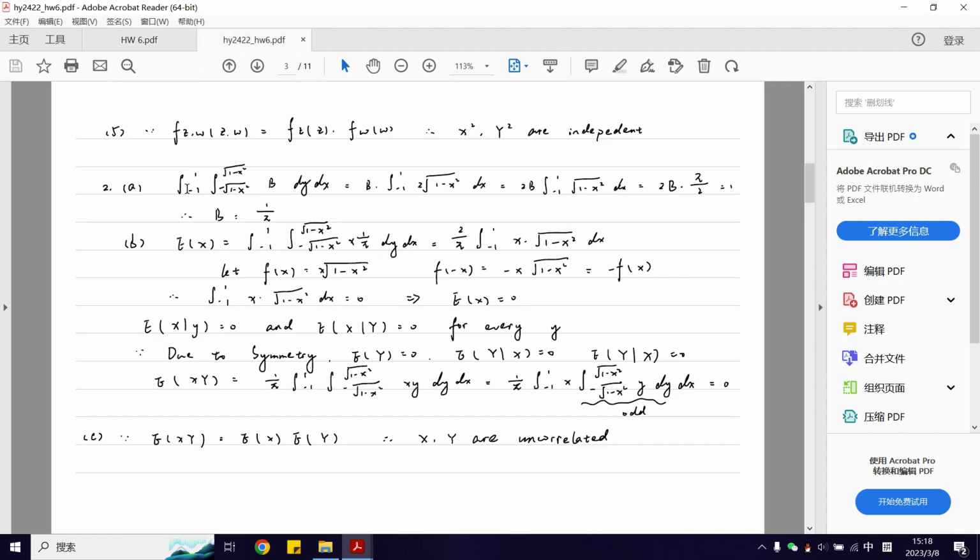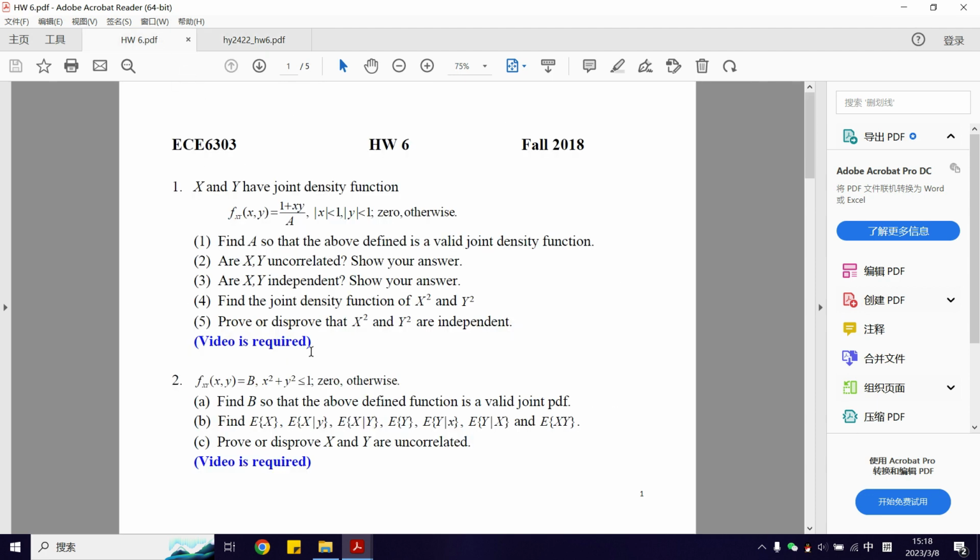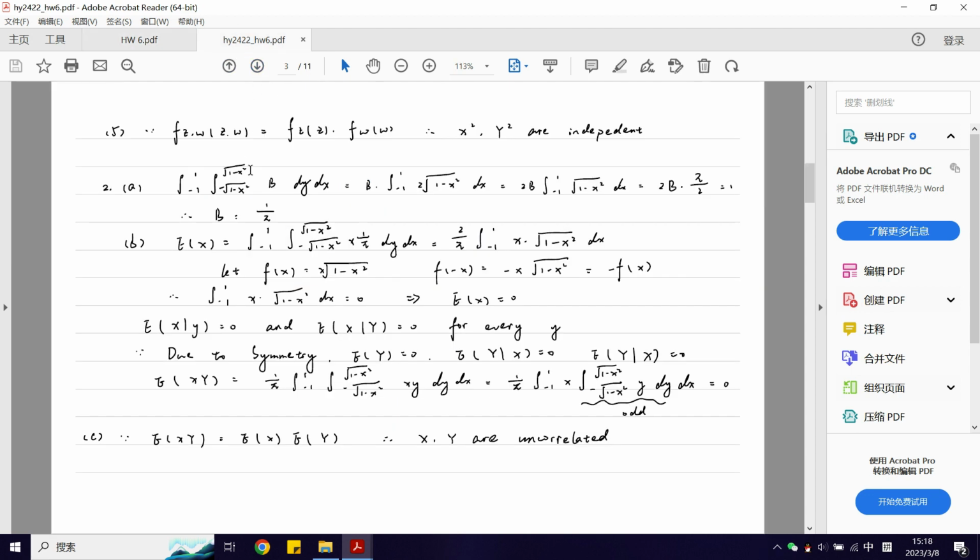So in the second question, firstly we need to find b so that the above defined function is a valid joint PDF. If this function is a valid joint PDF, the double integration of this function should be 1. So firstly, we need to calculate the double integration of this function, and let the result equal 1, and finally we can get the b.